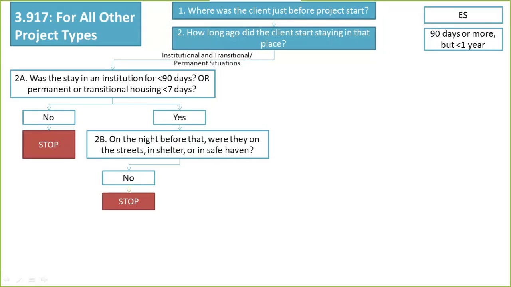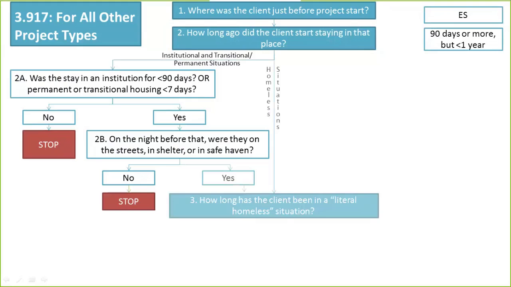If he'd come from a short stint in an institution or just a few nights in permanent housing, the data element has a series of questions to determine if the client was in a literal homeless situation just before that, since those short stays don't count as breaks in literal homelessness.